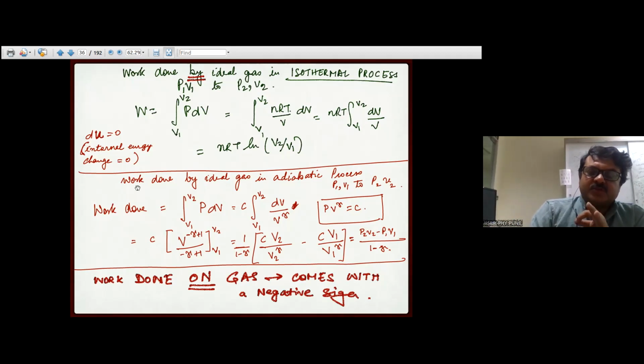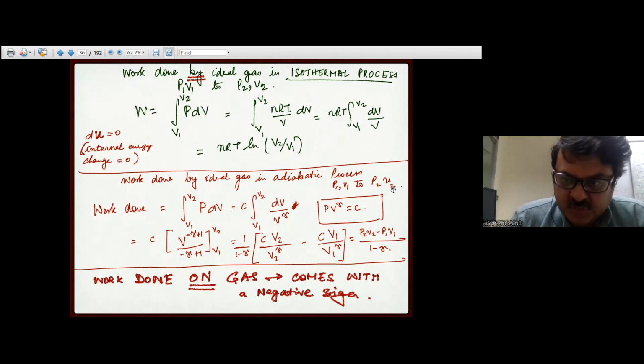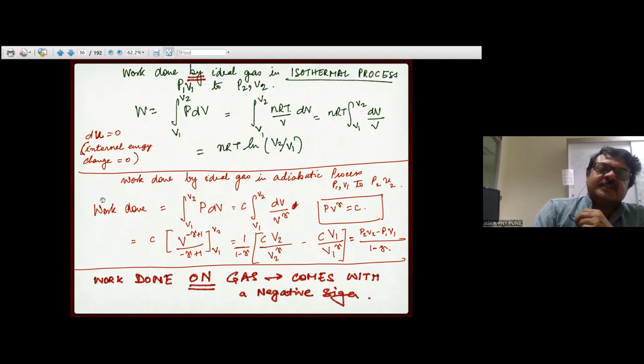So if they closed any energy exchange, then consider the work done by gas in an adiabatic process as it changes from P1 V1 to P2 V2. Remember, if it's an adiabatic process and this is happening, temperature has to change. Internal energy has to change. Then the work done can be written again as the integral of P dV going from V1 to V2.